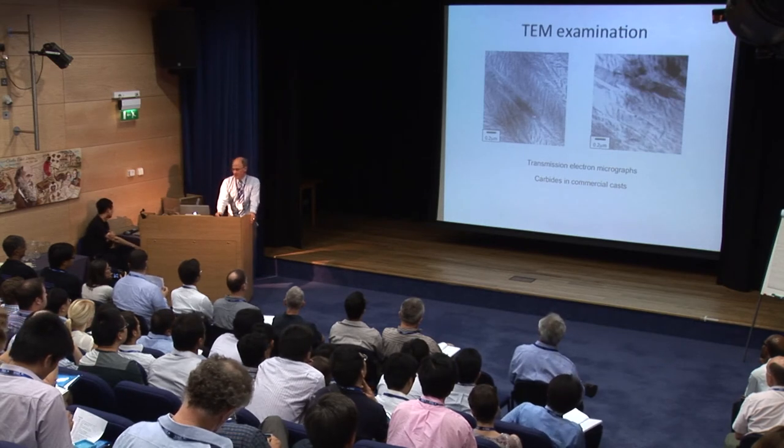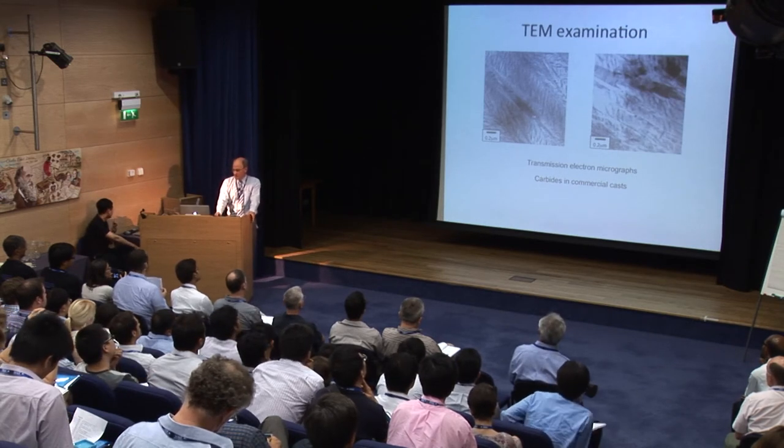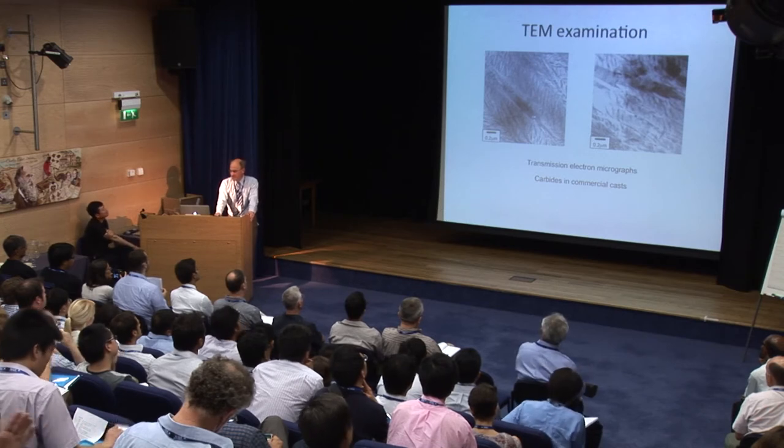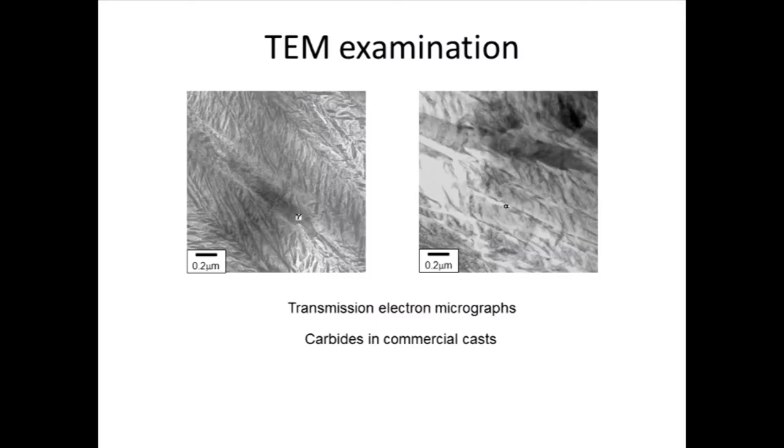Examination by transmission electron microscope showed, as I expect most of you expected, that the Tata superbainite was not free of carbides. The silicon level was not sufficiently high to prevent that. However, the very fine bainite laths, we believe, are free of carbides, but there are carbides in other parts of the structure.